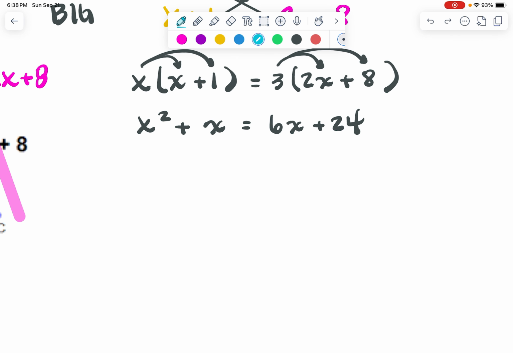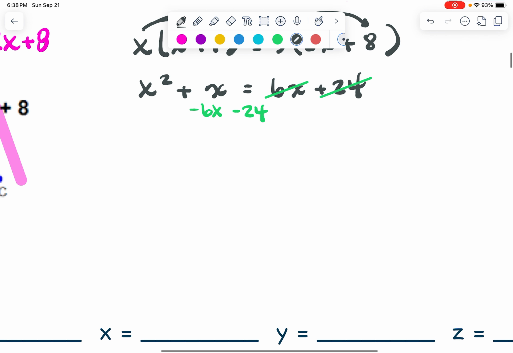I am going to subtract my 6x. You always want to keep your x squared positive, always. It's so much easier to factor when your x squared term is positive. So we're going to subtract the 6x and subtract the 24 over to the other side so that we can get this set equal to 0. So x squared minus 5x, because we've got to combine it with that 1x, minus 24 equals 0.